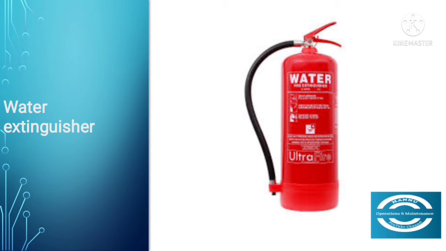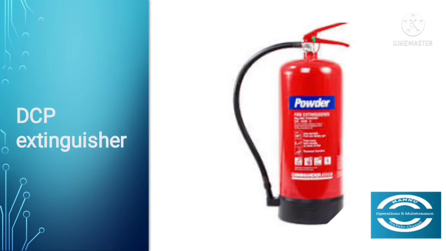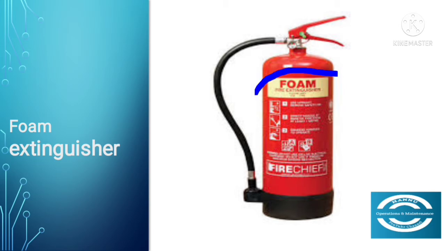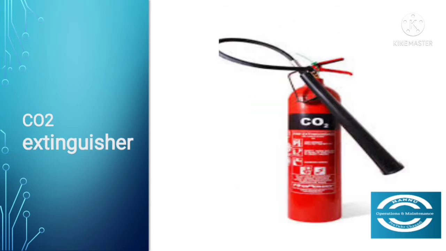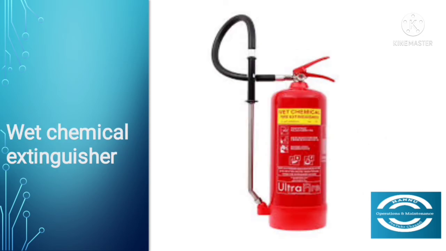Water type fire extinguishers, color coding is mentioned here, red color. Next one is the DCP fire extinguisher. Here color coding is blue color. Next one is the foam type, it is a creamy color. Next one is the CO2 fire extinguisher, its color coding is black. Next, wet chemical, its color coding is yellow color.